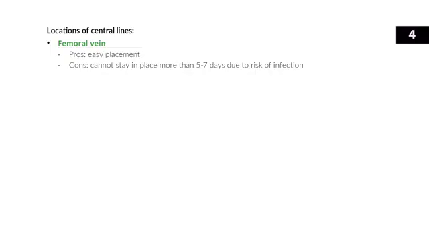The femoral vein is a very easy place to start a line, but it usually can't stay in place more than 5 to 7 days due to risk of infection, because it's located in the groin. Plus, patients can't really get out of bed and walk around or even sit up comfortably because they've got this big thing in the groin. And when patients are immobilized, they're more likely to get a DVT.